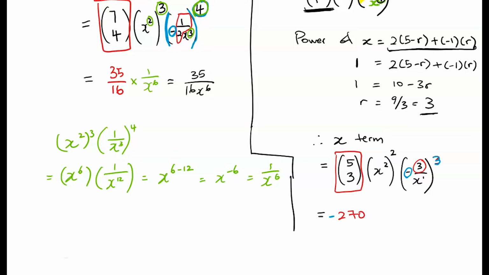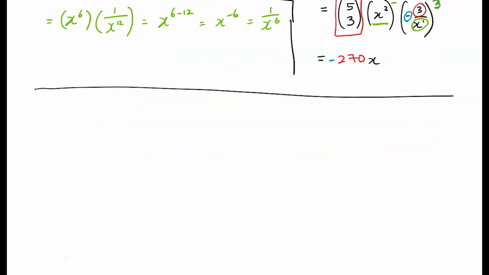So here we have x squared to the power of 2. That gives me x to the power of 4. And then here we have x to the power 1, but it's in the denominator, to the power of 3. So it's actually x to the power of 4 divided by x to the power of 3. And as expected, that gives me x to the power of 1. So therefore, the answer is just -270x. Let's look at two more examples.